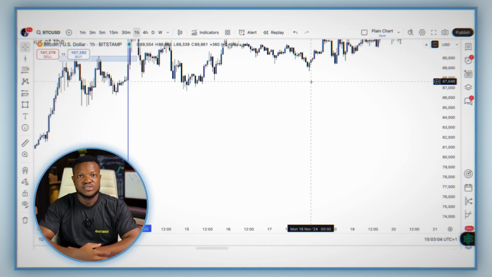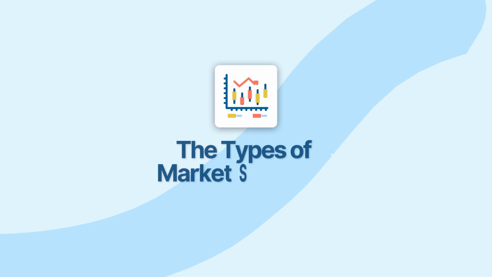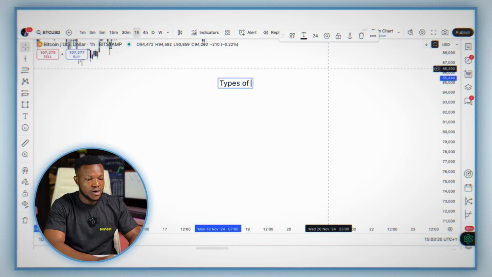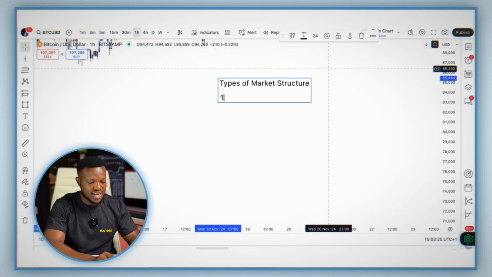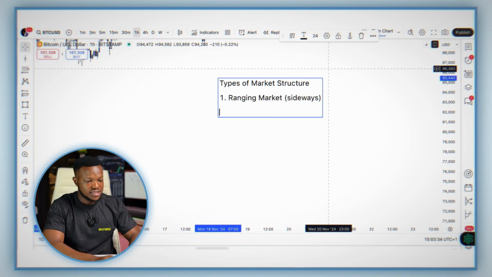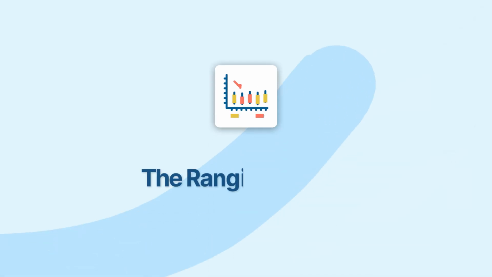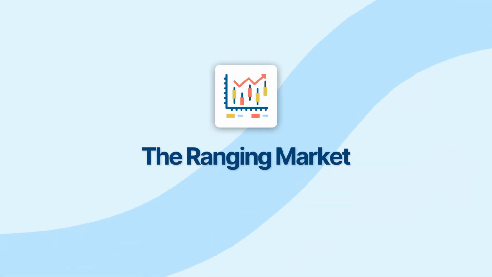Now, let's go further to learn about the various types of market structure. In Forex trading, there are 3 types of market structure, and I'll be teaching you about them here. The first type of market structure is called the ranging market. Some people call it sideways market. And the second market structure is called the choppy market. And the third type is called the trending market. These are the various types of market structures.